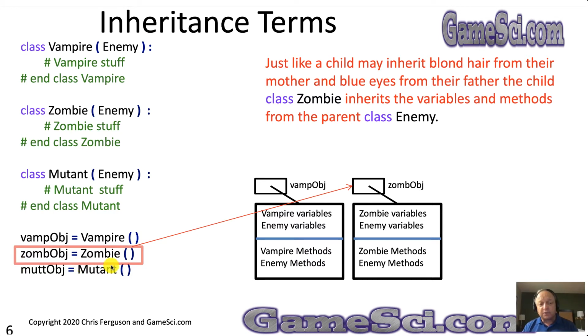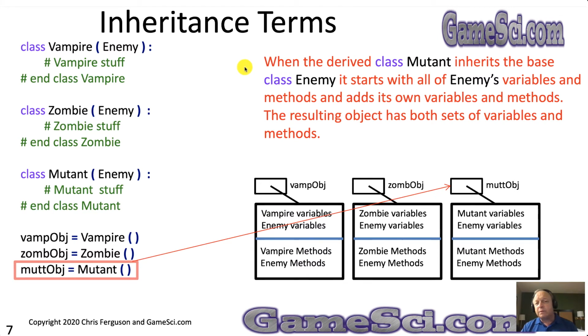Zom object equals Zombie. We'll create this zom object reference variable, which points to a Zombie object, and because it's a Zombie object, of course it will have Zombie variables and Zombie methods. It's a Zombie object, but Zombie inherits everything class Enemy has. So it will also have Enemy's variables and Enemy's methods. That's what inheritance is. One day you may inherit a car and some cash from your grandparents. That's what inheritance is.